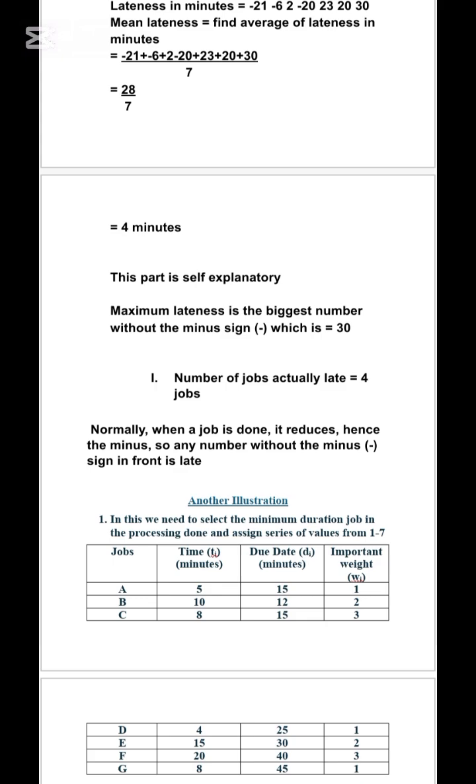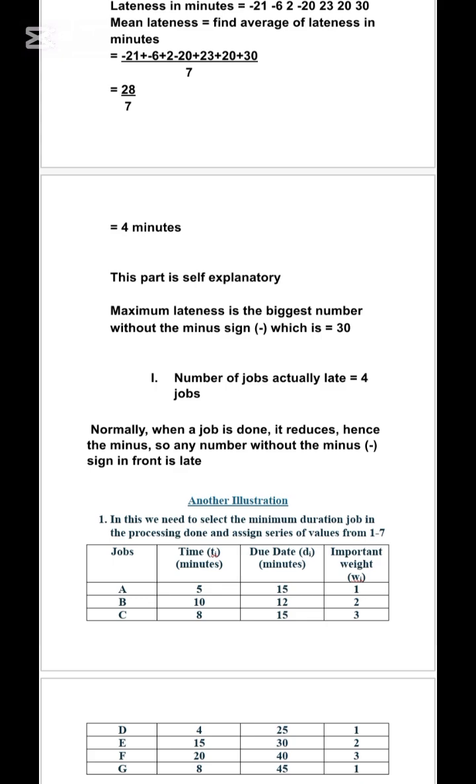So after I find that lateness, you find the mean of it. That's what I mean by mean lateness, which means you add all of those lateness values and divide by 7. It's the same number up there, I'll just scroll down again. You see that we got 28, when you do minus 21, minus 6, plus 2, like that. There are 4 jobs late. If you look at it, we'll get 28.